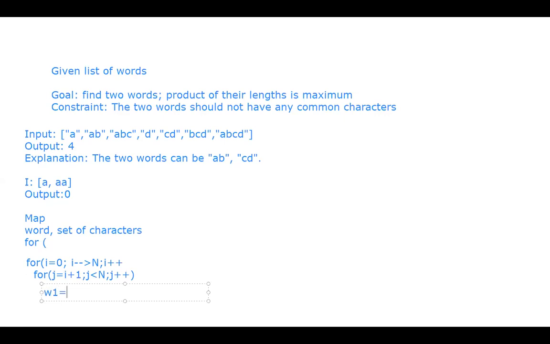So I can pick my words here. Word one is words of i, and word two is words of j, right? And I can say if they have no common characters, and this is where I think you were suggesting that we can use this hash map. So if they don't have common characters, then I'm going to have the product of their lengths.